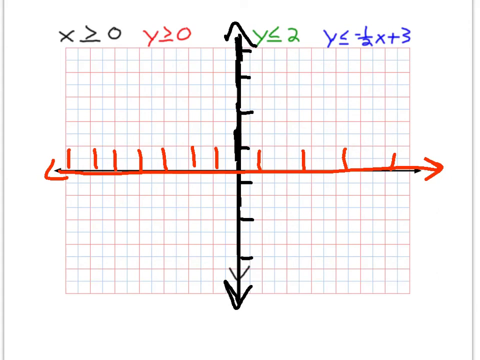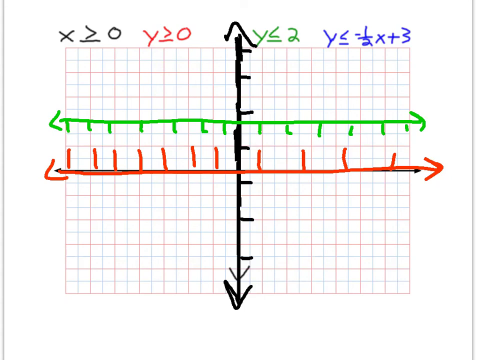Now my green line is y less than or equal to 2. Again, that's another solid line at 2 this time. So that's going to be right here. And we are less than or equal to, so we're going underneath the line. So now with those 3 inequalities, our solution region would be just in this little box right here.